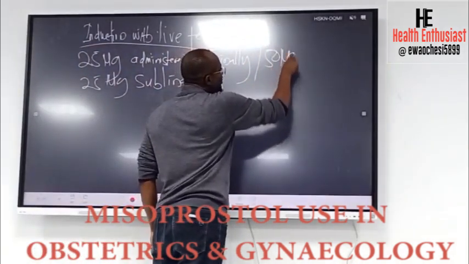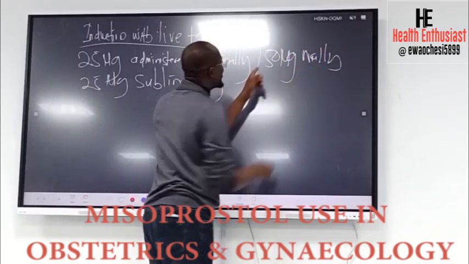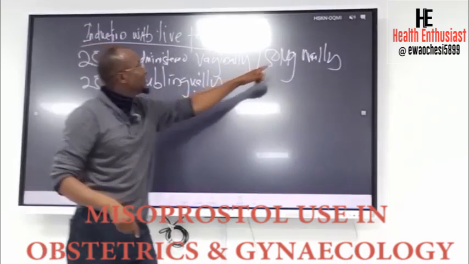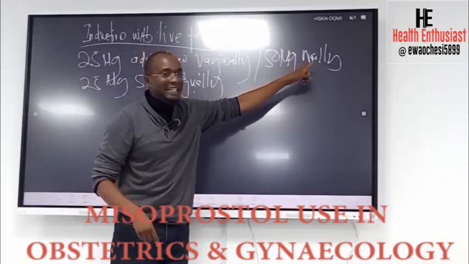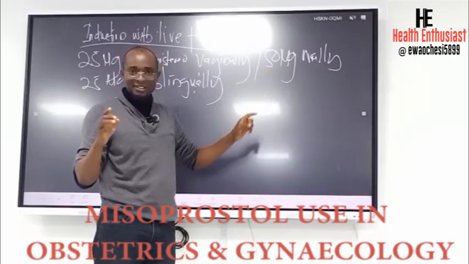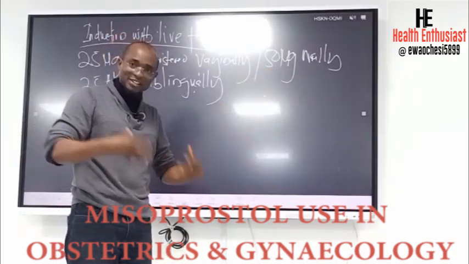Now, in place of vaginally, some people may prefer 50 microgram orally. You can use 50 microgram orally instead of 25 microgram vaginally, right? If you are using 50 microgram orally, you repeat every 4 hours, and you don't exceed 3 doses, right? This is how to induce pregnancy with live fetus.